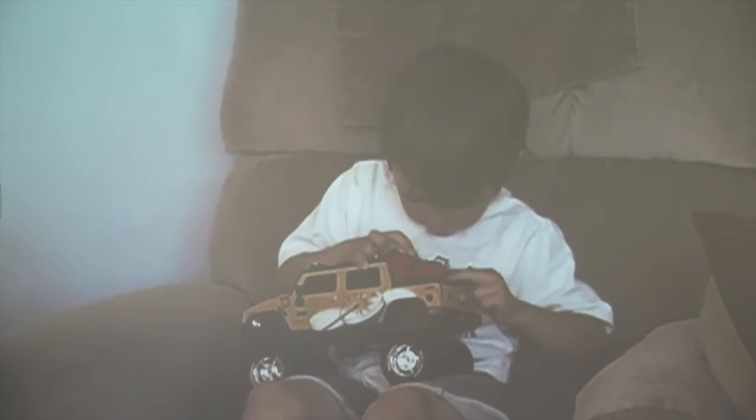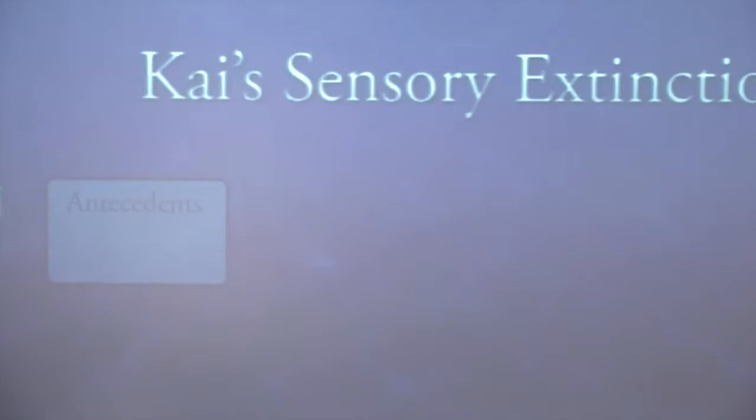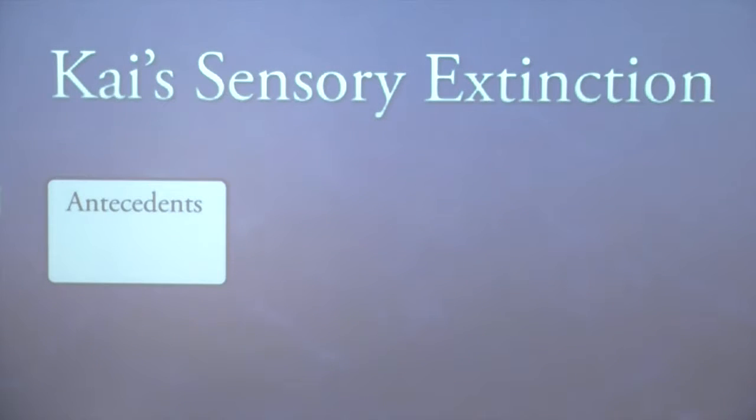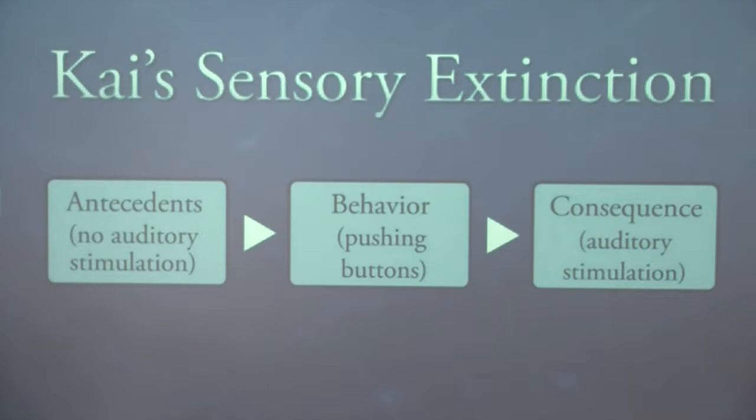Kai liked to push buttons on toys over and over again. This perseveration interrupted his appropriate playtime. The antecedent for his button pushing was access to a toy with buttons and little stimulation in the immediate environment. Kai responded to this by pushing the buttons over and over. Kai received auditory stimulation from doing this.